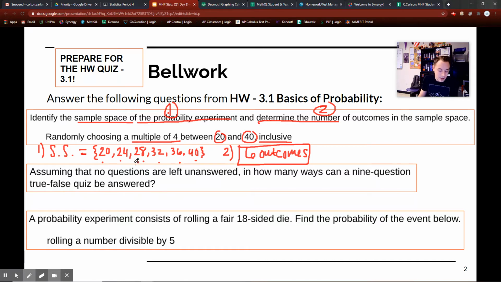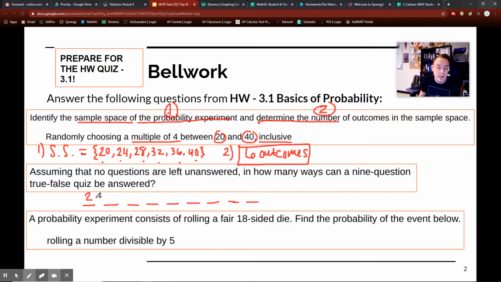Next one, assuming that no questions are left unanswered, in how many different ways can a 9-question true or false quiz be answered? So this one's kind of tricky, but it's really not. So you have how many questions? You have 9. So 1, 2, 3, 4, 5, 6, 7, 8, 9. And then how many different answer choices do you have within those 9 questions? You actually have 2 because it's true or false, 1 and 2.